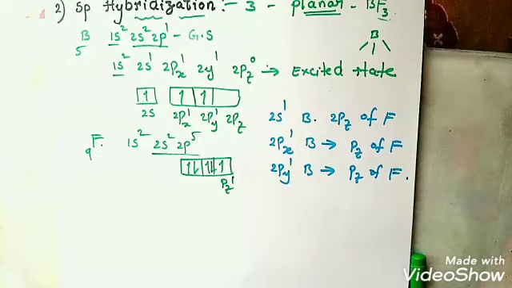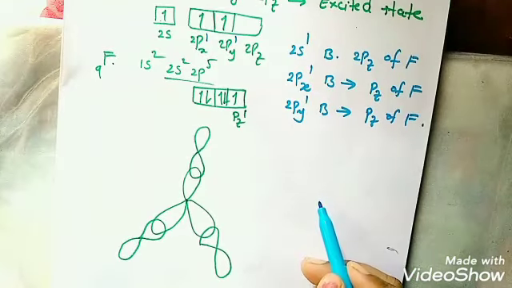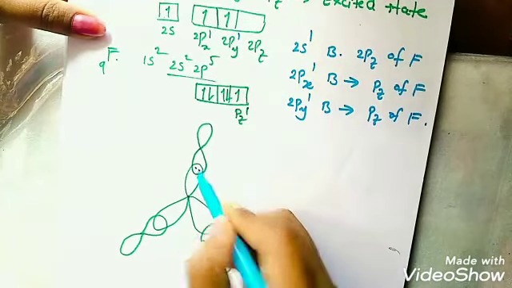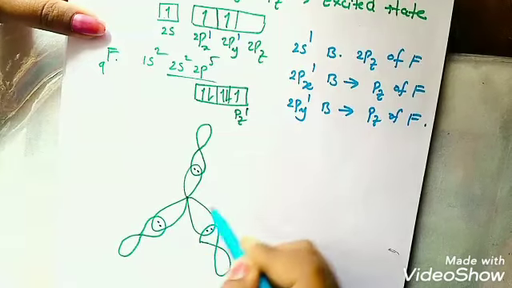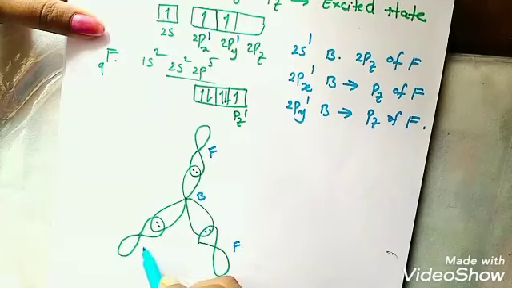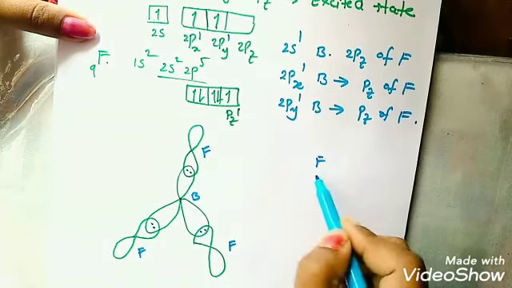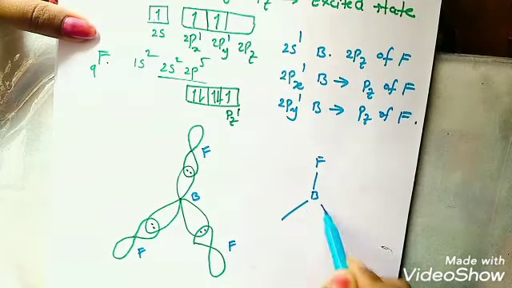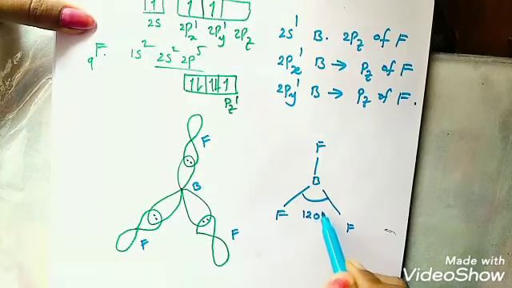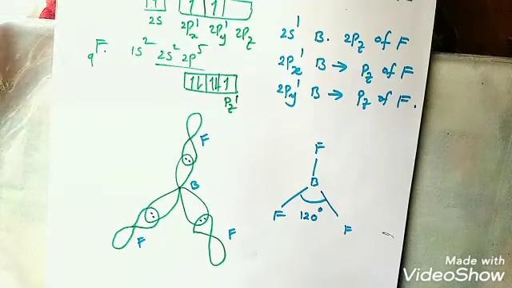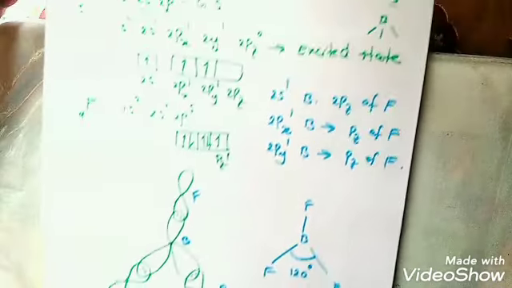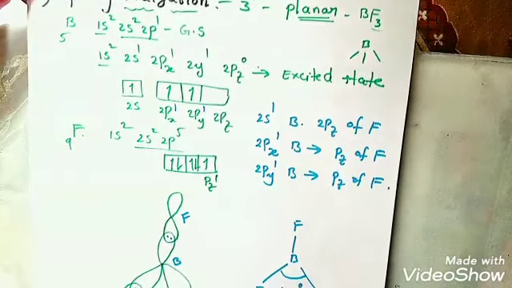Let's draw the structure of BF3. This is the structure for the BF3 molecule. See students, here the bond pair of electrons, then this is the boron atom, and these are the fluorine atoms. Then the rough diagram: B, and here also fluorine. Here students, if you see the bond angle, that must be 120 degrees. This is the structure, that is the planar structure for sp2 hybridization.